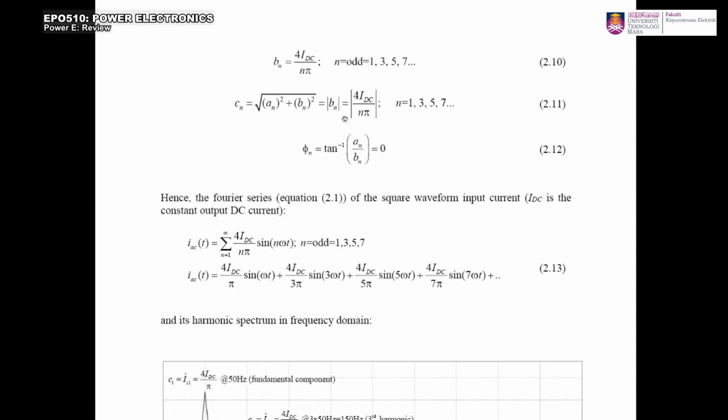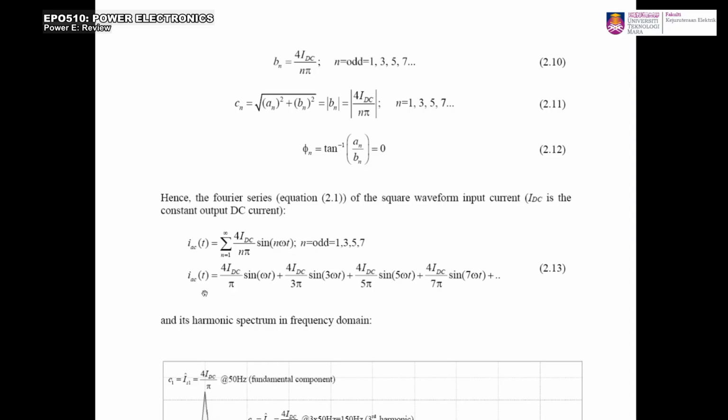So Cn is always positive. If you look at this equation, Cn is always positive, and that's why if you look at the harmonic spectrum, it is always represented by this bar, isn't it? It's always a positive value for the harmonic spectrum. That is because Cn is positive because of that modulus, the absolute value. Right, so i equals 4IDC over n pi sine n omega t.